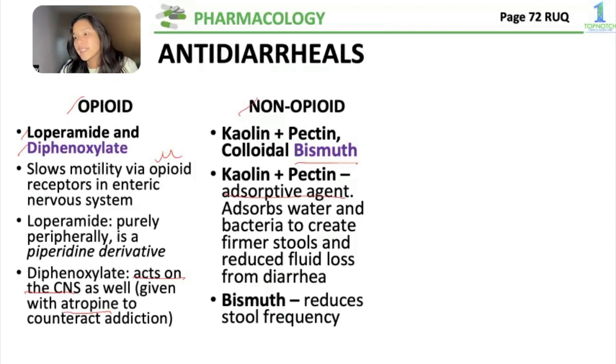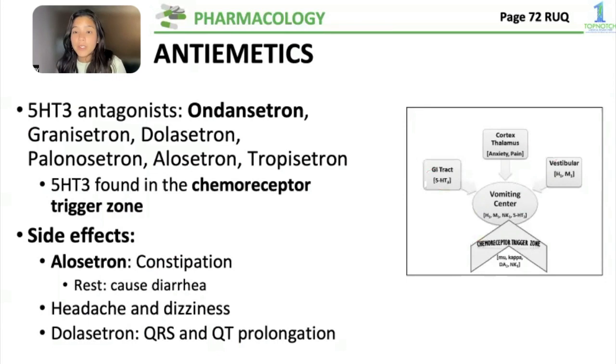So ang high yield talaga dito are your loperamide and your diphenoxylate. Make sure you know those two drugs. Okay, remember they are opioids. Loperamide peripheral, diphenoxylate central, crosses the blood-brain barrier, which is why we give it with atropine. Next, let's talk about your antiemetics.